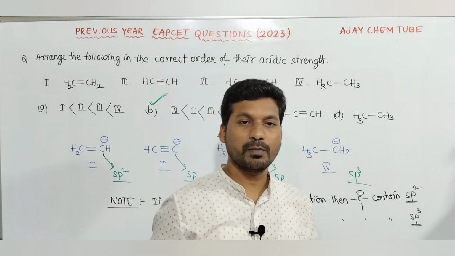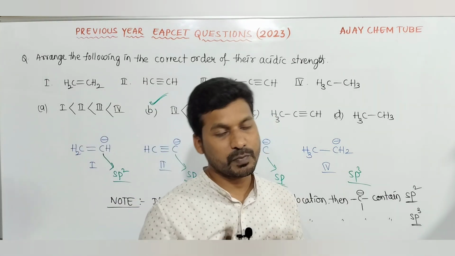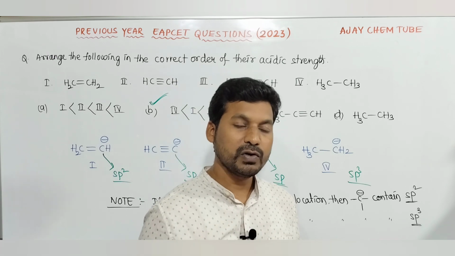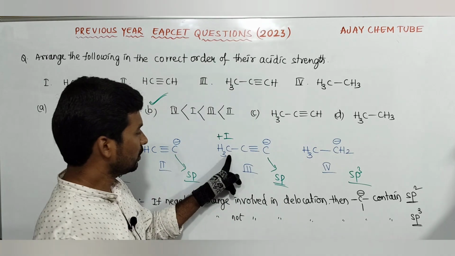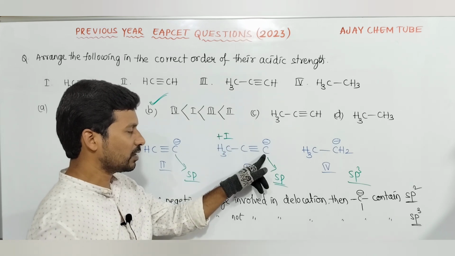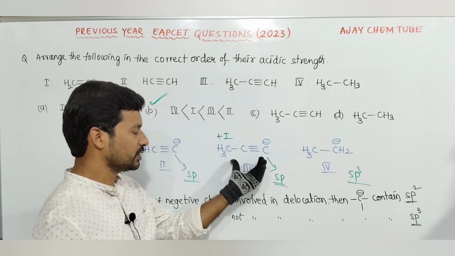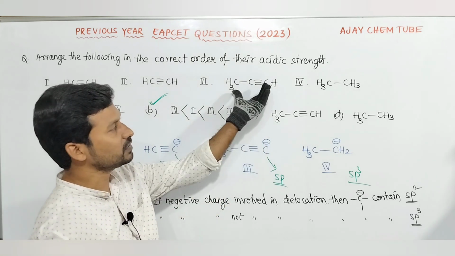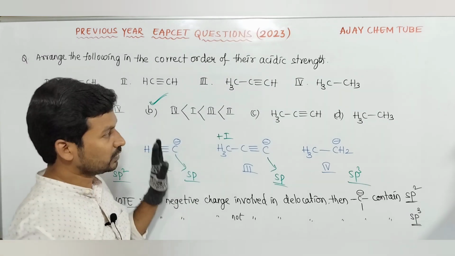1. sp carbon with negative charge is more stable. The corresponding acid is the strong acid. Between two sp carbons, here the minus I effect is present. So the minus I effect decreases the stability of the carbanion. Whenever the carbanion is unstable, the conjugate base is unstable, and its acid is a weak acid when compared to this one. So take this one.